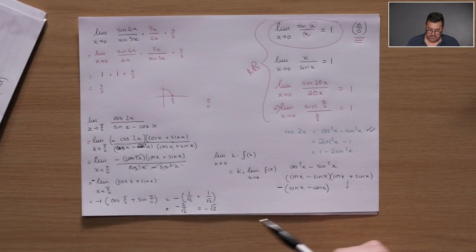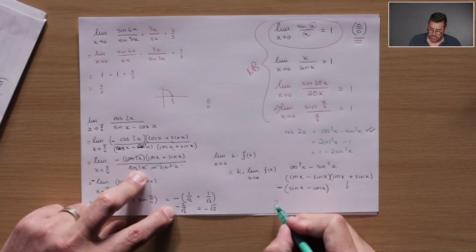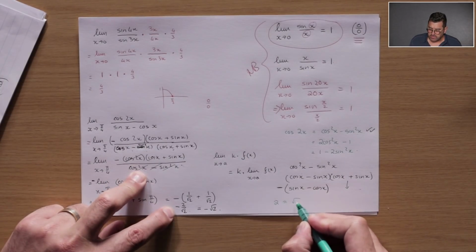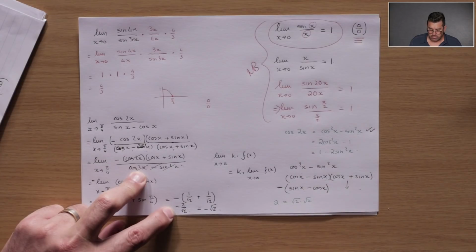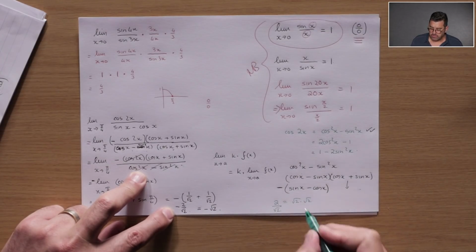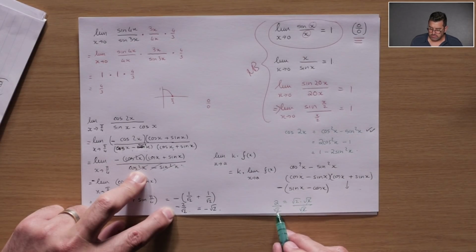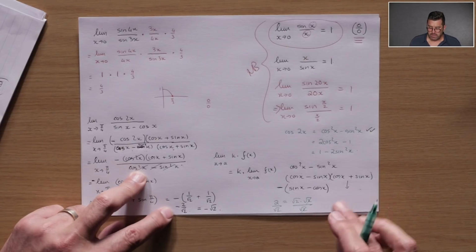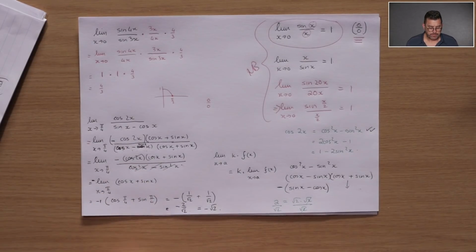Why is it the case? Let's quickly talk about that to make it easier on you. What is 2? 2 is equivalent to root 2 times root 2. Okay, and in the denominator I have a root 2, so root 2 cancels, so 2 over root 2 is the same as root 2.